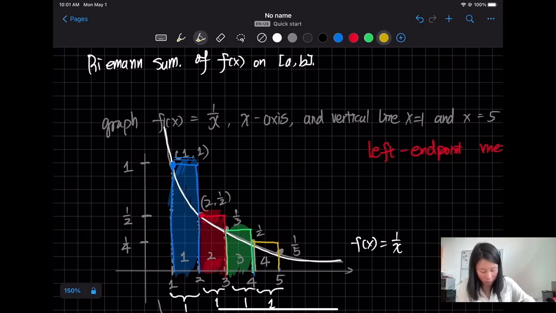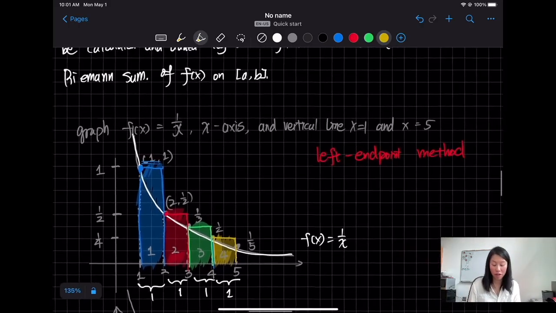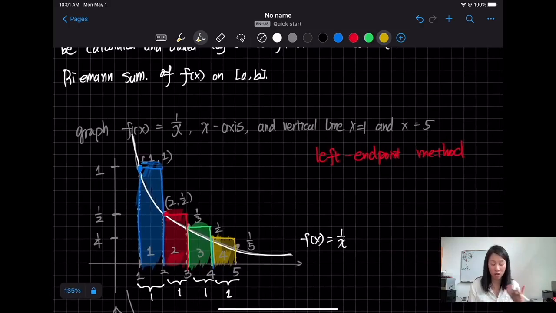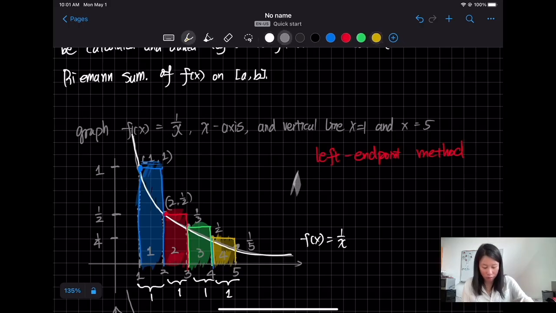So we divide the region into 4 blocks, and the area is going to be the sum of each of these blocks. The area equals the first block, 1 times 1, plus 1 times the height, which is 1/2, plus 1 times 1/3, plus 1 times 1/4.